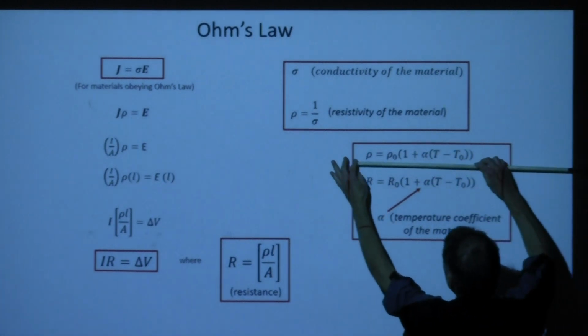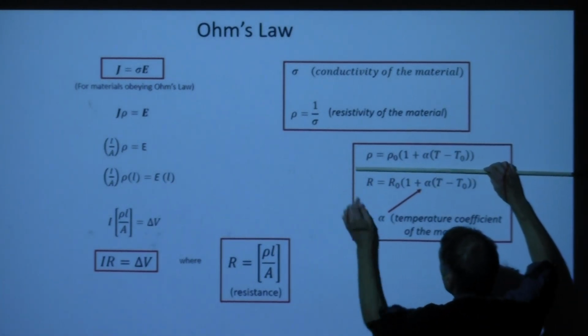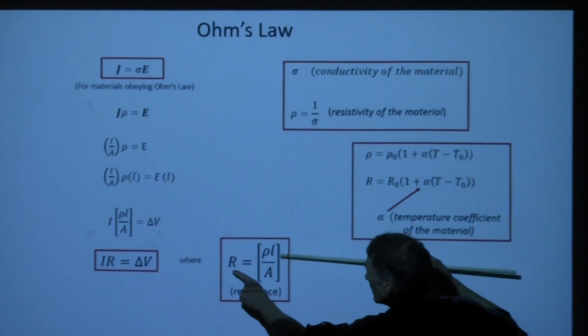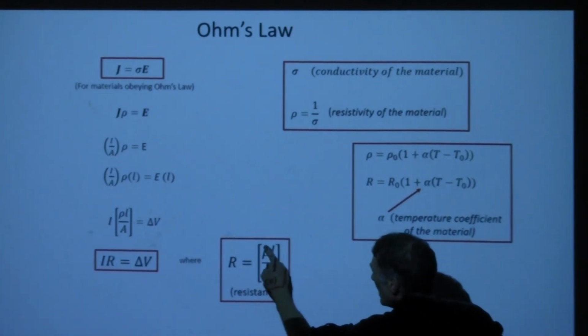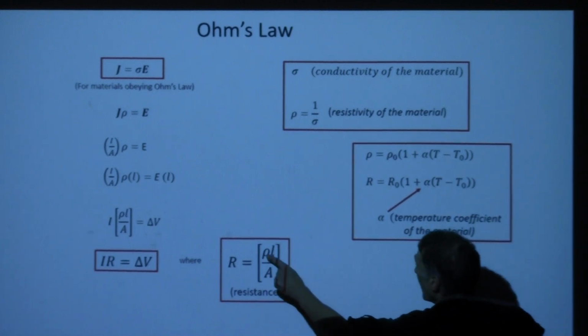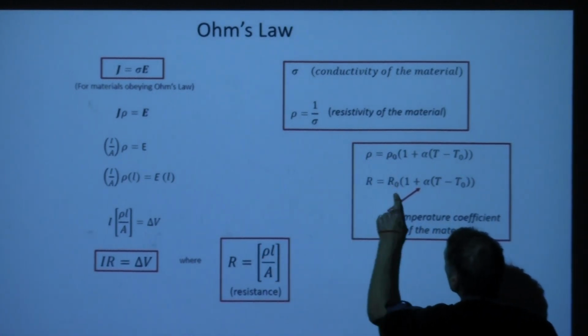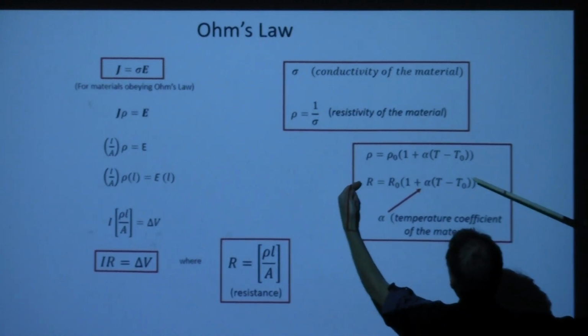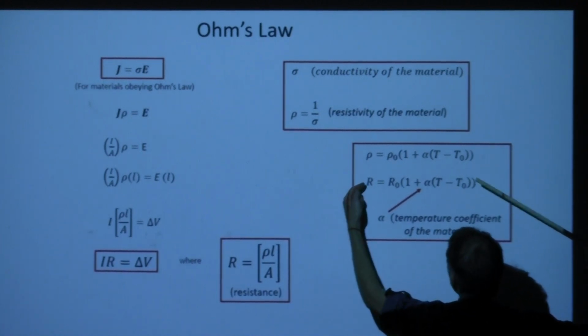Now, if this term is true for resistivity, we can go to this step by just going back here. The resistance is just L over A times that resistivity, and I can turn that into a resistance. So you can look at it from either this point of view or this point of view.